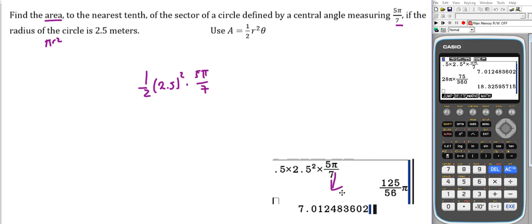Alrighty, and so when I put it in the computer, I can get exact or approximate, and it's asking for approximate to the nearest tenth. So it's going to be about, what are we in, meters? Yeah. Area is going to be about 7.0 meters squared, all right, for that little slice of pie. Let's go to the next one.